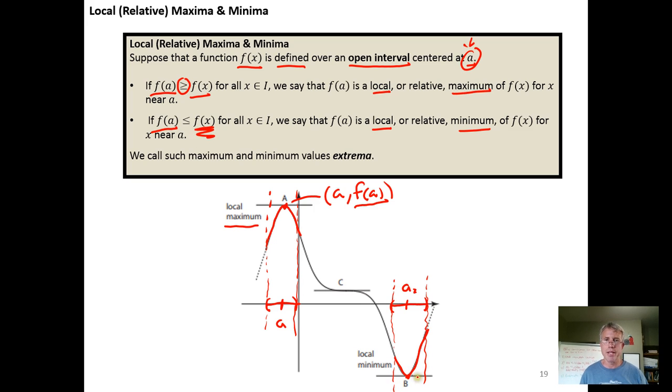So this point right here, it would be input a sub 2, output f of a sub 2. And clearly on this interval, f of a sub 2 is going to be the lowest output that you can get on that interval. So this is a local minimum. So taken together, the maximum and minimum values on a function are called extrema when you take them all together. So a person might say to you, find the extrema on a function, and they would be telling you to find the local maxima values, the local minima values, the global values, which we haven't discussed yet.